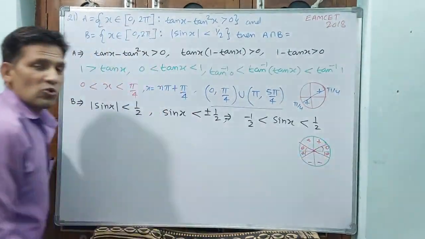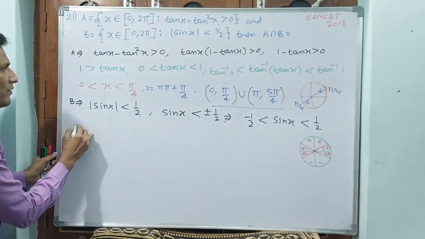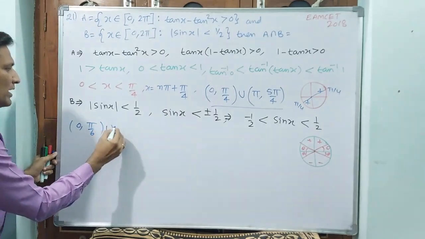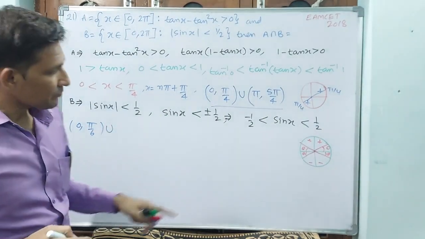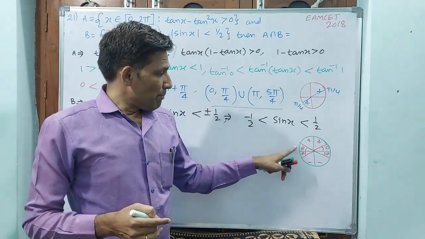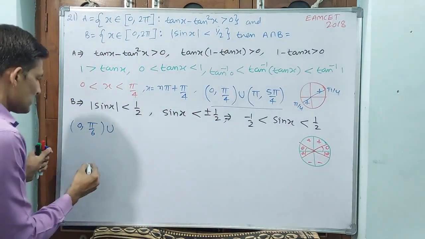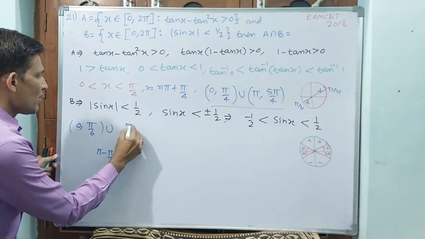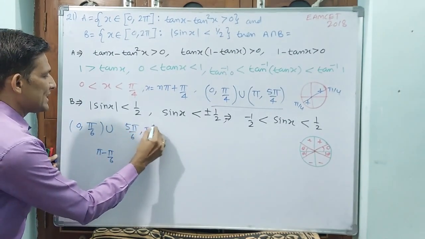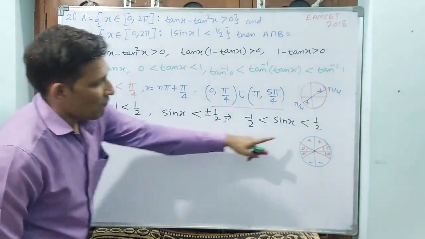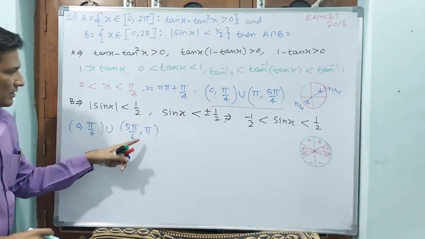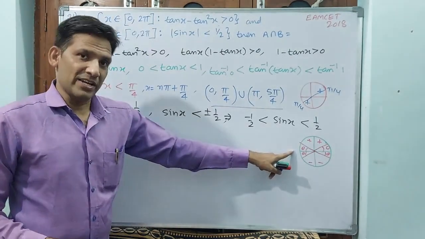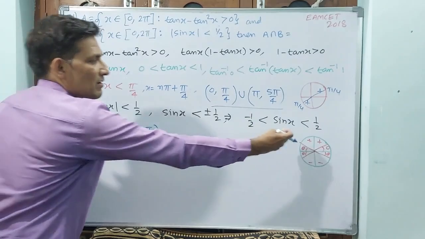This value is 0 to pi by 6 directly. You see, 0 to pi by 6 is the first value, union. See here, pi minus pi by 6, pi minus pi by 6, that is 5 pi by 6. That means 5 pi by 6 to pi. Okay? 5 pi by 6 means 30 into 5, 150. 150 plus 30, 180. Correct. 30 degree from here, 150 degree from here.